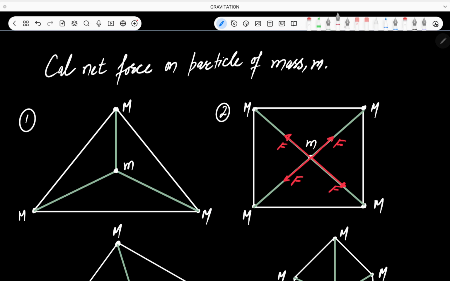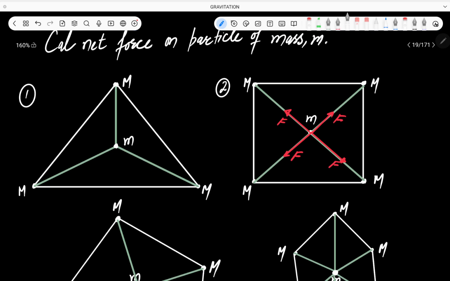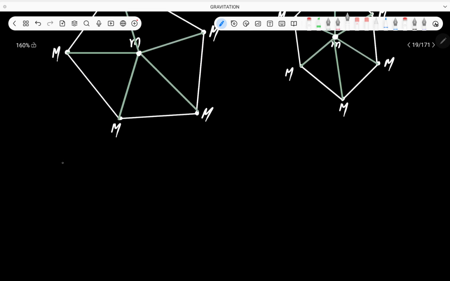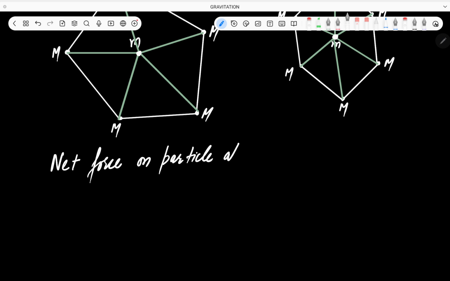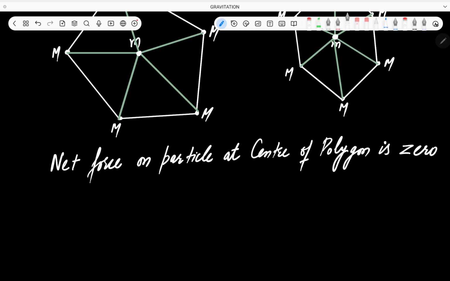The same logic applies to each of these, which means that the net force on the particle is equal to 0. Let me write down here: net force on particle at center of polygon is 0. Net force on the particle at center of polygon is equal to 0.